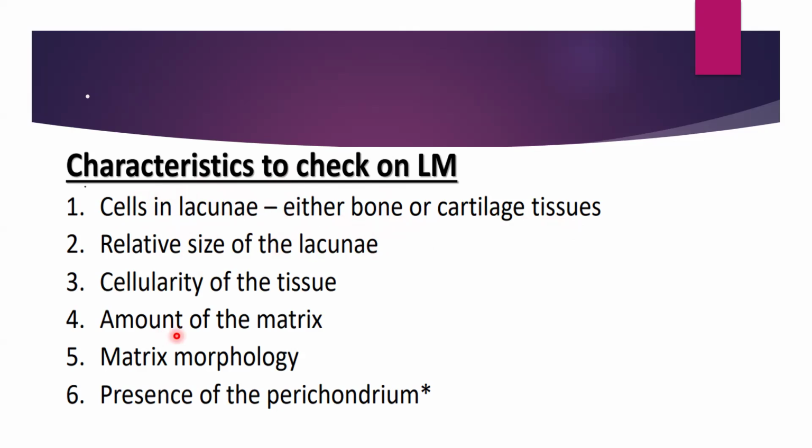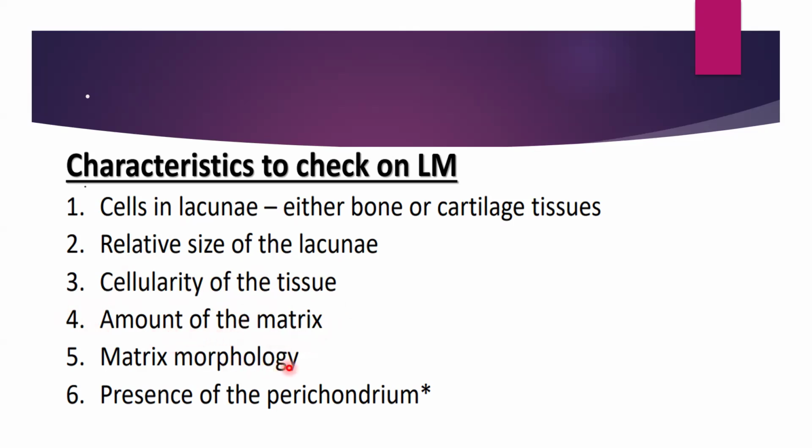On those lacunae, are the lacunae bigger or smaller? If they are smaller, that's hyaline cartilage. If they're bigger, that's elastic cartilage. Then you check the cellularity of the tissue. Of course, at this point, you can appreciate that fibrocartilage has fewer cells, so it's less cellular, unlike hyaline cartilage and elastic cartilage. Regarding the amount of matrix, we'll find that elastic cartilage will have less matrix.